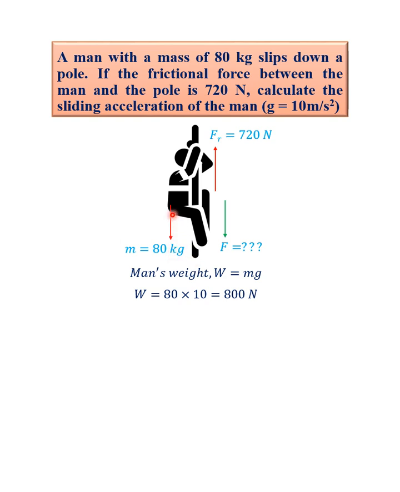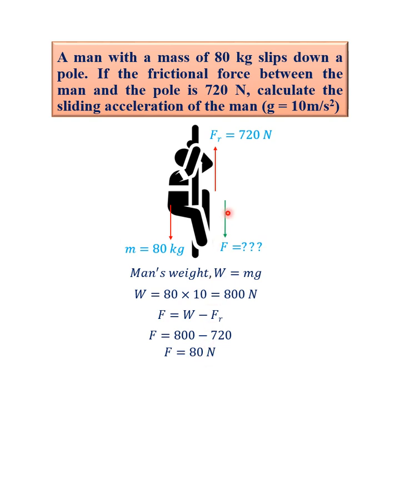If the weight is acting downward at 800 Newton and the frictional force is going upward at 720 Newton, definitely the balance of the force is acting downward, F. So F, the force pulling the man down, will be the difference between the weight and the frictional force, W minus Fr. If we put the values, the force pulling the man down equals 800 minus 720, and that is equal to 80 Newton.